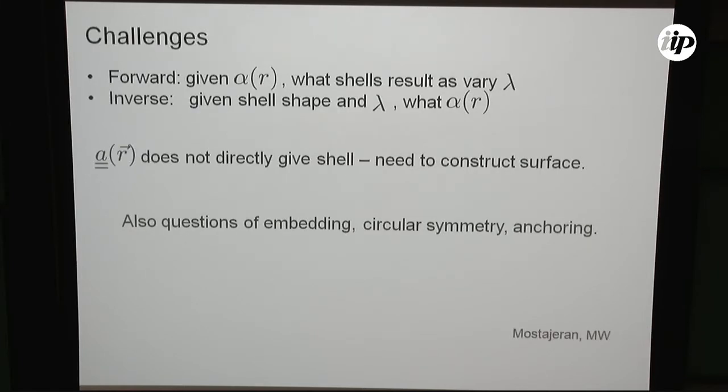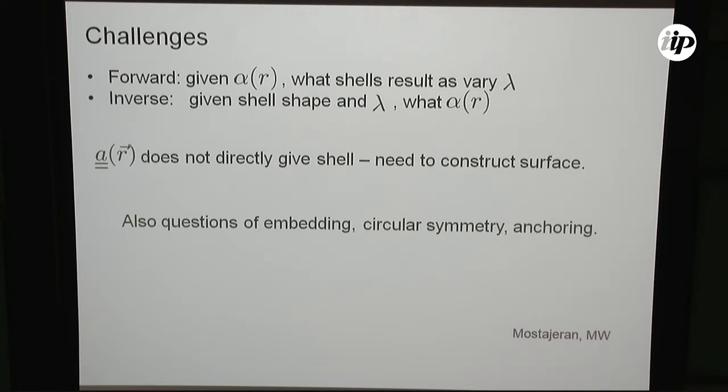Right. So the forward challenge is, given an alpha of r, what is the shell shape? And the inverse is, given a shell shape and a particular lambda, how much you've heated it by, what is the director distribution I need to get it? And as I said, the metric tensor in itself is just not going to tell you the surface. There are also some serious questions which you must address, but I won't in this lecture, which is about, are these embeddable? Are they still circularly symmetric? And I'll say a few words about anchoring.